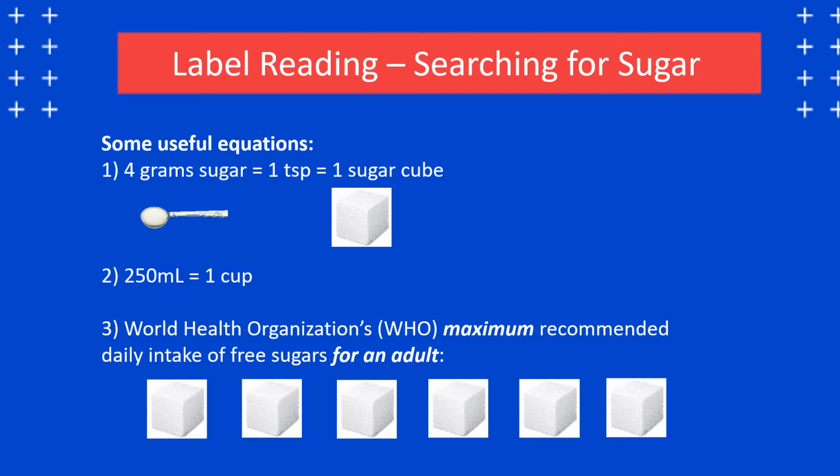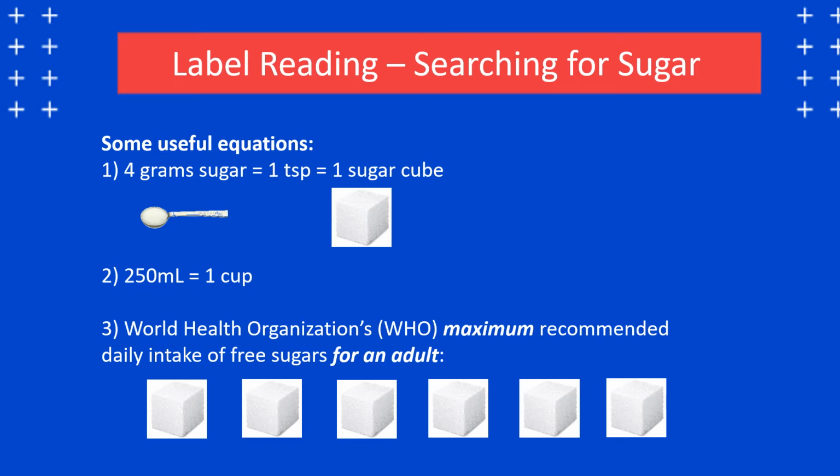Okay, so here are some useful equations to keep in your back pocket for the next 5 to 10 minutes, and as well when you go label reading in the store. So 4 grams of sugar is equal to 1 teaspoon and also equal to 1 sugar cube. So that's 4 grams of sugar on the label. 250 mils is more or less a cup, and most of the drinks we're looking at, of course, the serving size is much bigger than that.